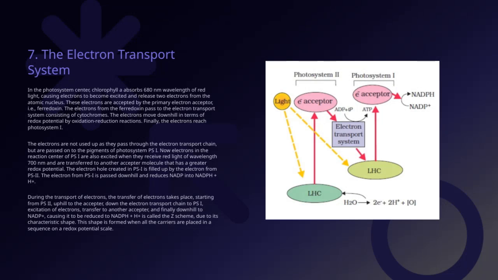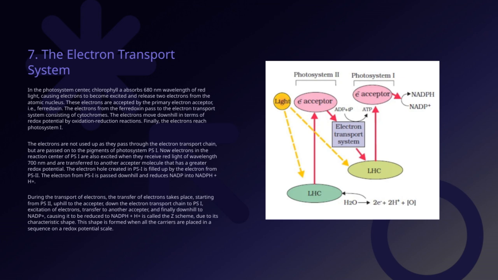During the transport of electrons in photosynthesis, what actually happens is that electrons are transferred starting from photosystem II, or PSII. The electrons move uphill to an acceptor, then travel down the electron transport chain to photosystem I, or PSI, along this path. Electrons get excited, transferred to other acceptors, and finally move downhill to reduce NADP+ into NADPH plus H+. This entire process is called the Z scheme because of the shape it forms, which looks like a Z when you place all the carriers in sequence on a redox potential scale.